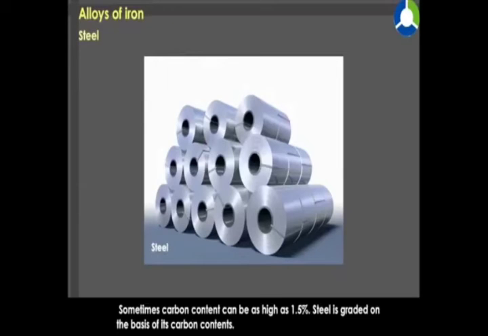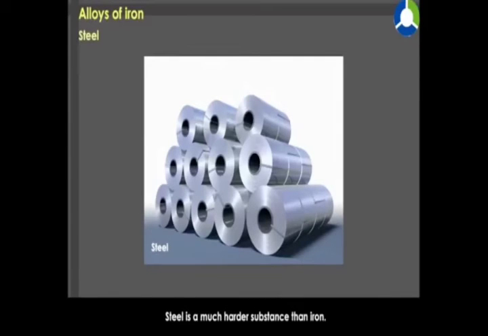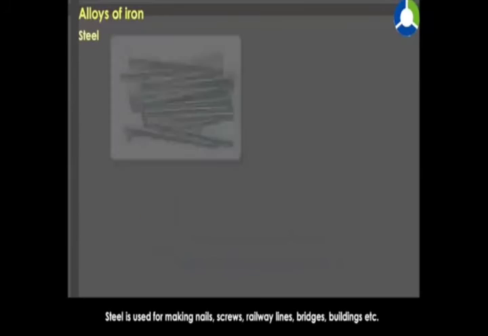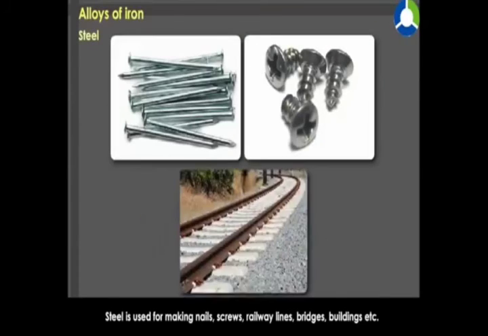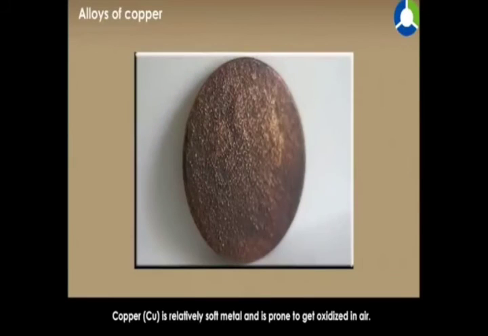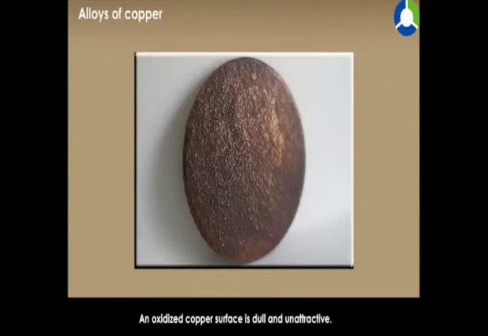Steel is graded on the basis of its carbon content. You can see that steel is a much harder substance than iron. Steel is used for making nails, screws, railway lines, bridges, etc. After alloying, it gets hard. Alloys of copper: copper is a relatively soft metal and is prone to get oxidized in air.